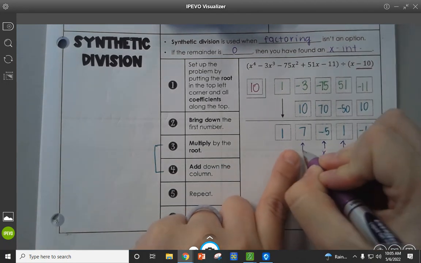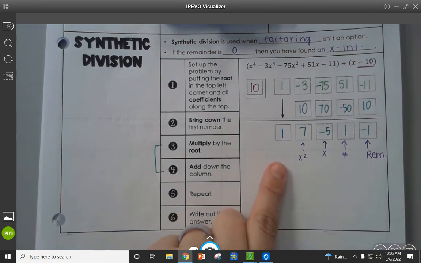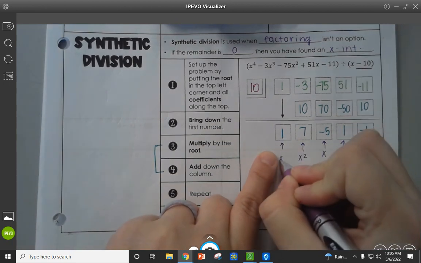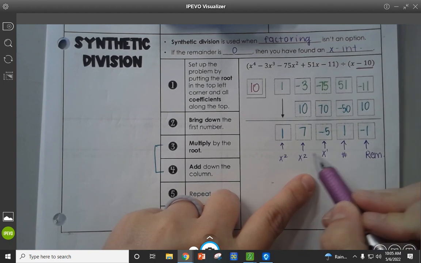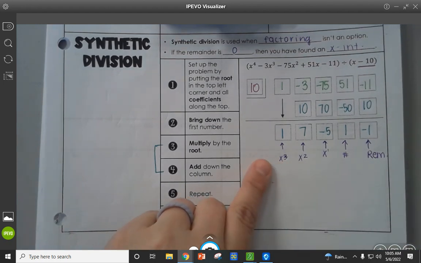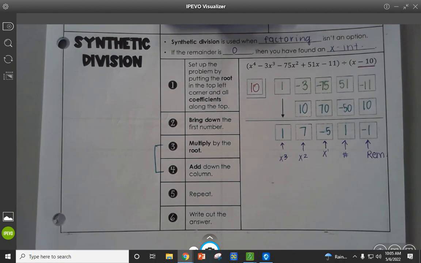The next one is going to get an x squared. What do you think the next one might get? X to the third, x cubed. Because I went from x to the first, to the second, to the third. If I had another number after that, what would that one get? X to the fourth, and you would just keep building, depending on how many numbers you had.